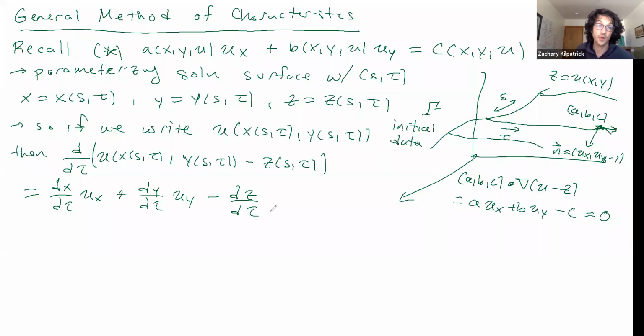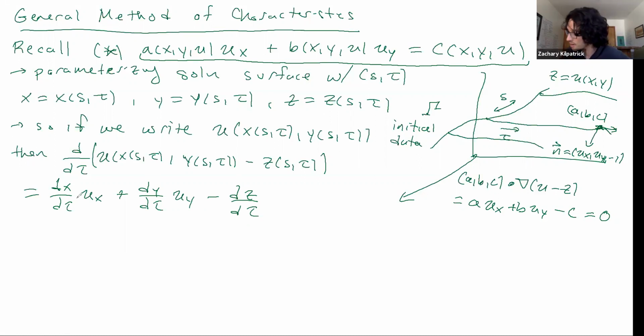Okay. So what does this tell us? Well, if we look back up here, it tells us exactly what the ODEs are that we should write for x and y and z, right? dx d tau should equal a, dy d tau should equal b, and dz d tau should equal c, okay? So now that we've done this sort of general work up front, we can just take the method of characteristics and read off the ODEs that we need to use each time, okay?